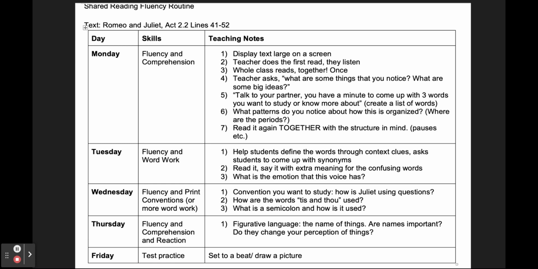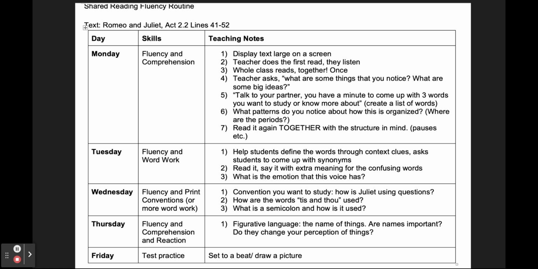As you can see, the schedule is Monday to Friday. Monday, they have fluency and comprehension. So this is what I'm going to review today, Monday's strategy. You would display a large text on the screen. The teacher reads it first. They listen. The whole class reads it together, like as a chorus, all reading the same text at the same time.